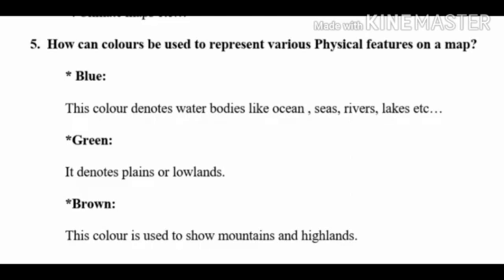Children, many colors are used in a map. These colors denote different things. Oceans, seas, rivers, lakes are always shown in blue. Then green color shows plain areas and lowlands. Then brown color is used to show mountains and highlands.